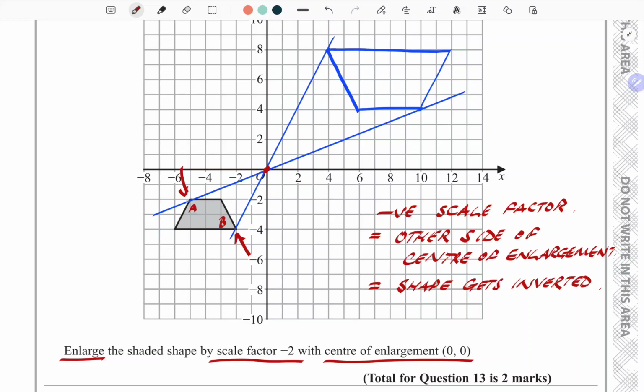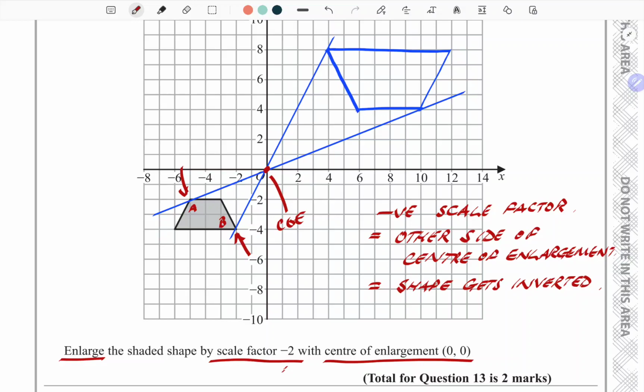So connect corner A through the center of enlargement. That one is the center of enlargement, and just extend it as far as you can on the graph. Do the same for a line joining corner B through the center of enlargement, again going as far as you can. Corners are vertices, so if you want to call it a vertex or vertices, that's fine. Now, having done that, remember it's a negative scale factor, and the scale factor itself is 2.